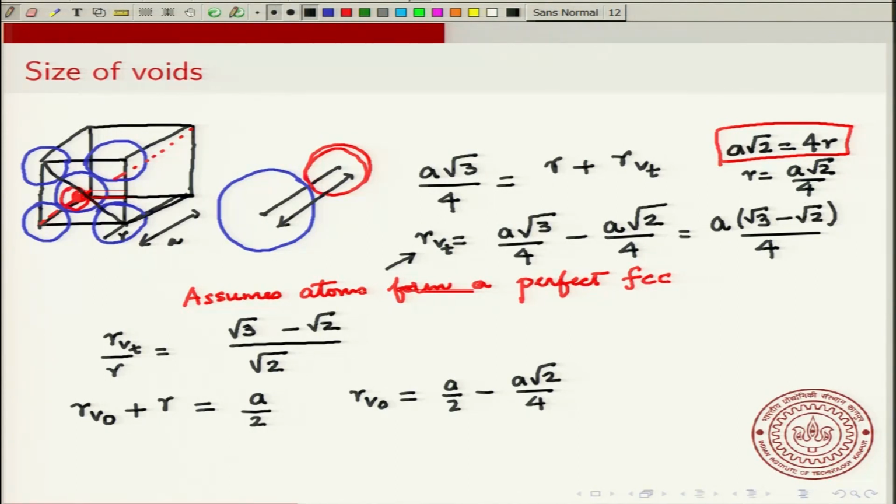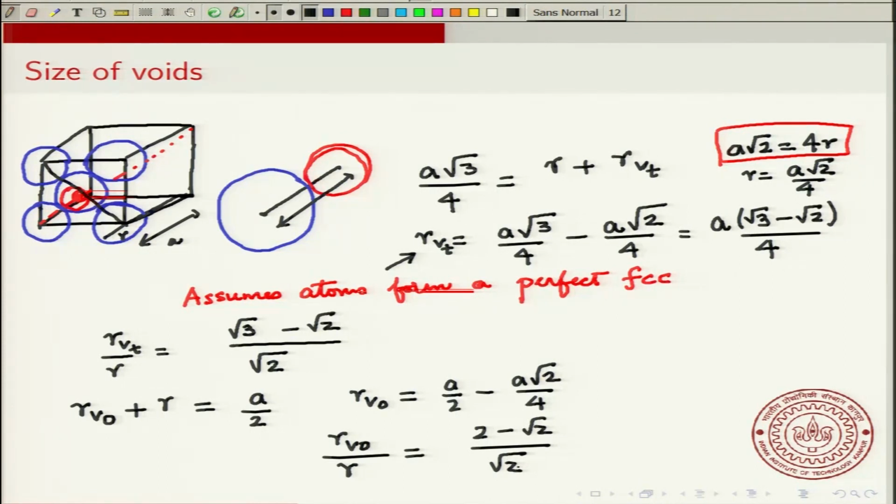Okay. And further you can also do the same. You can divide by a root 2 by 4 to get the ratio of the radius of the octahedral void divided by the radius of the atom. This is 2 minus root 2 by root 2. So, we can work these things out, and these are useful relations. You can do the same for hexagonal. If you want, you can start with the HCP structure and you will get essentially the same result.